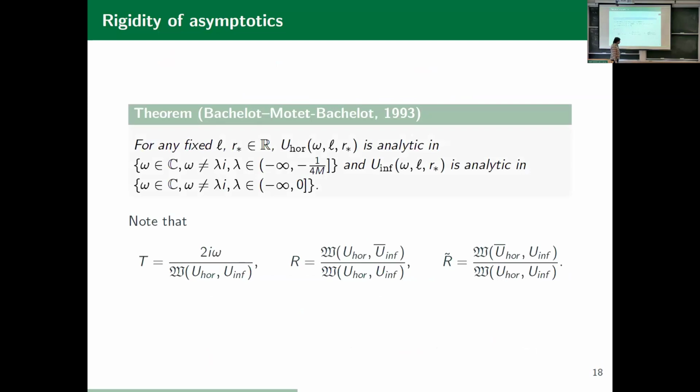Okay, so the analyticity properties of the scattering matrix elements I'm going to derive from this theorem, which was proven by Bachelot and Motet-Bachelot in 1993. So for any fixed L and any fixed r star, U horizon is analytic in the region of the complex plane that is not on the negative imaginary axis below 1/4m.